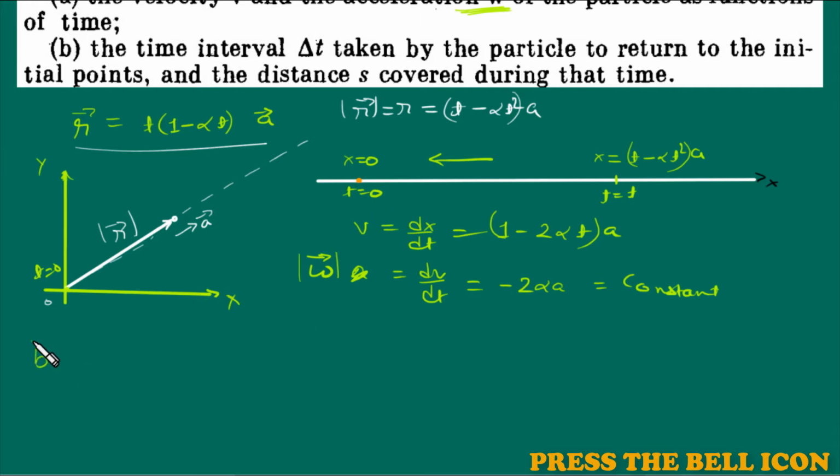So just put, for part b, x is equal to 0, and you will get t is equal to 1 by alpha, right? Now second part, he wants us to find the distance covered by that particle.